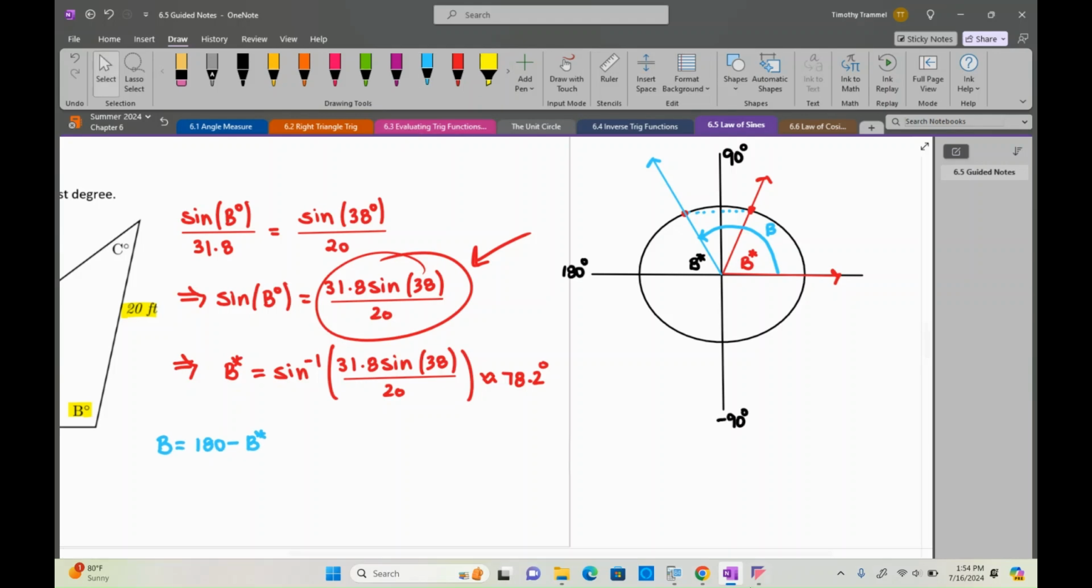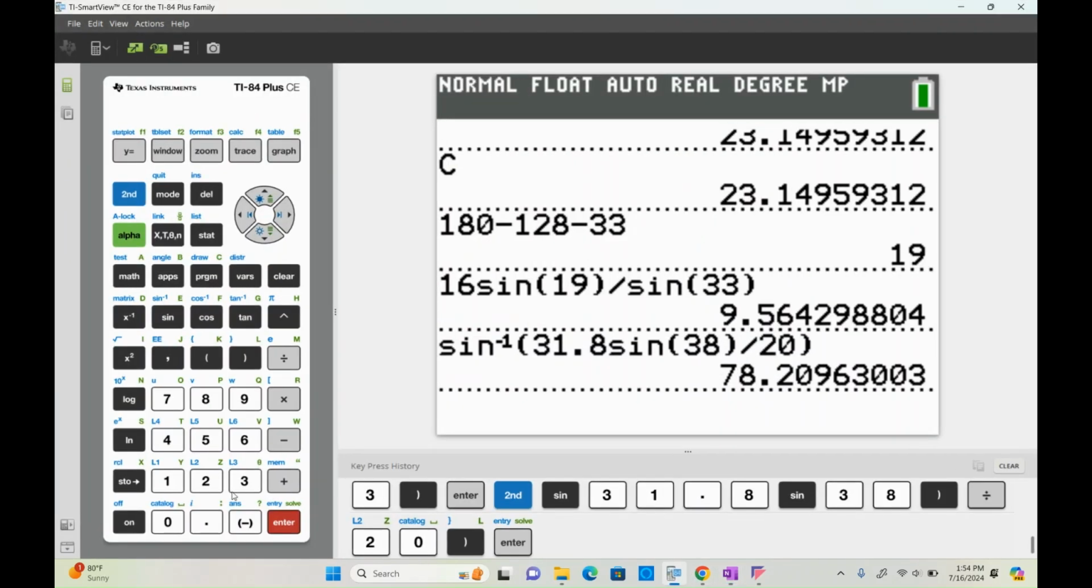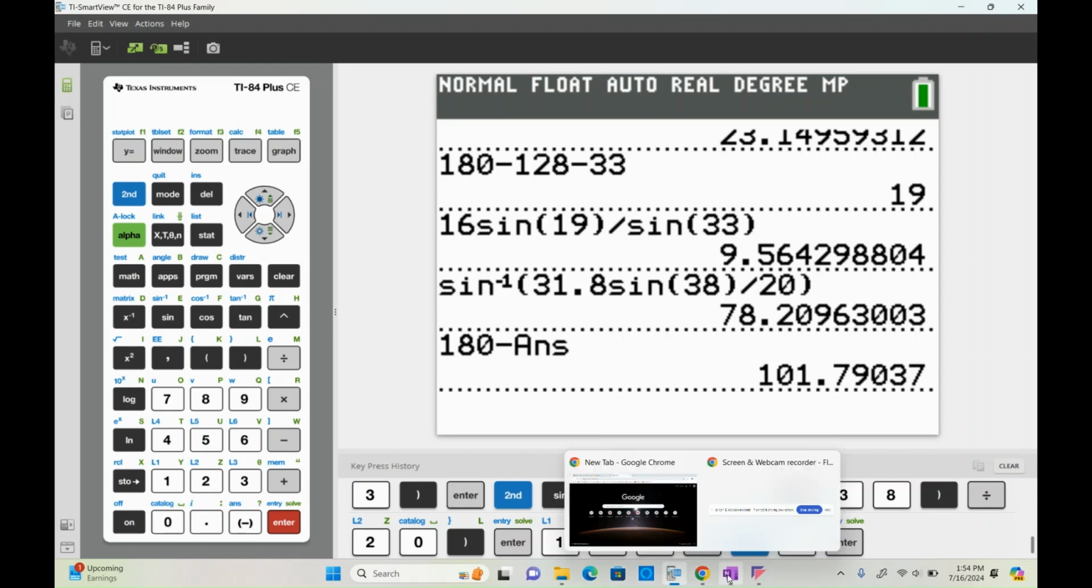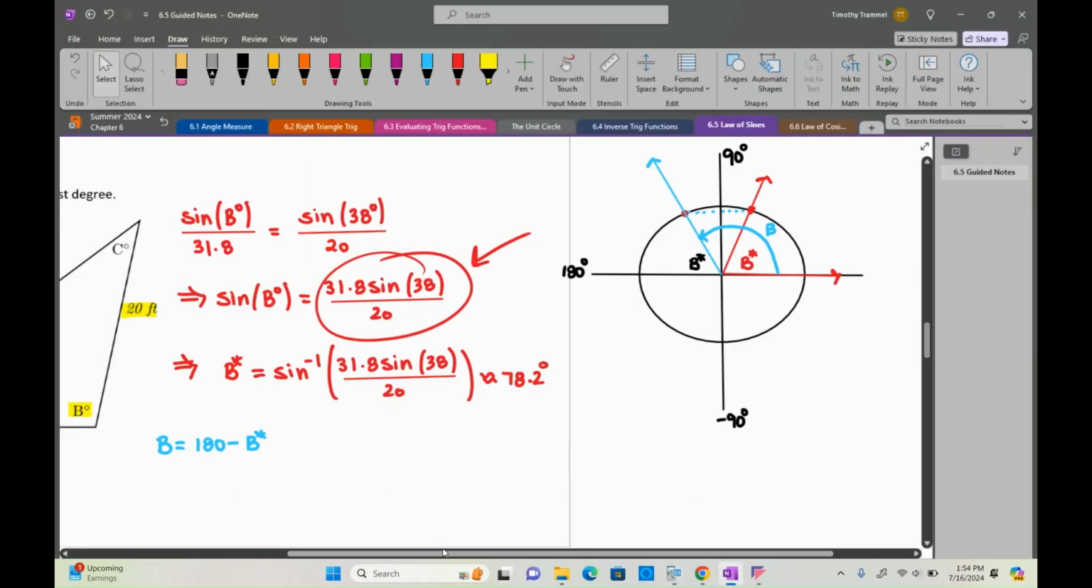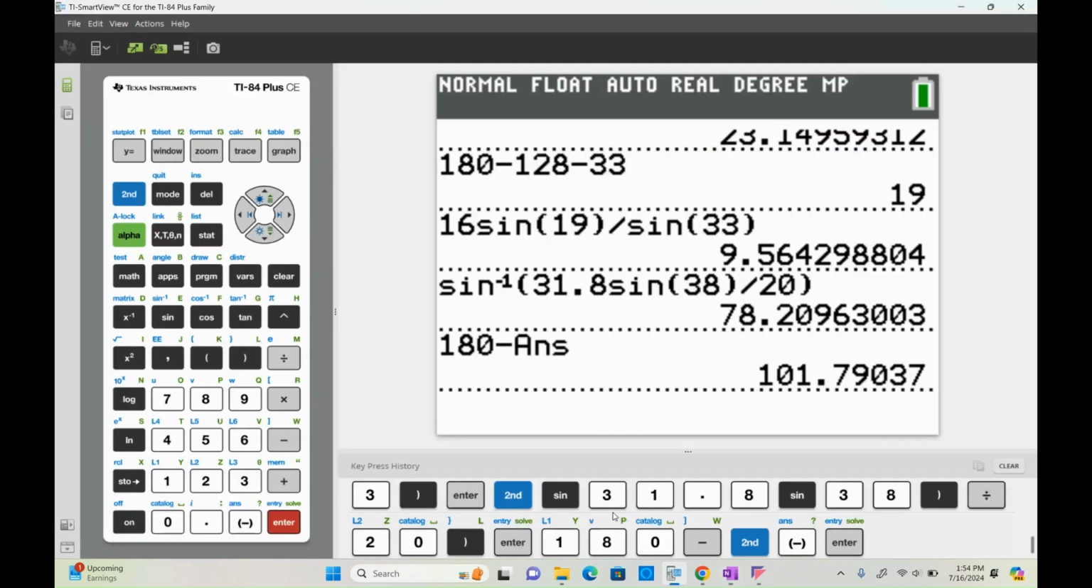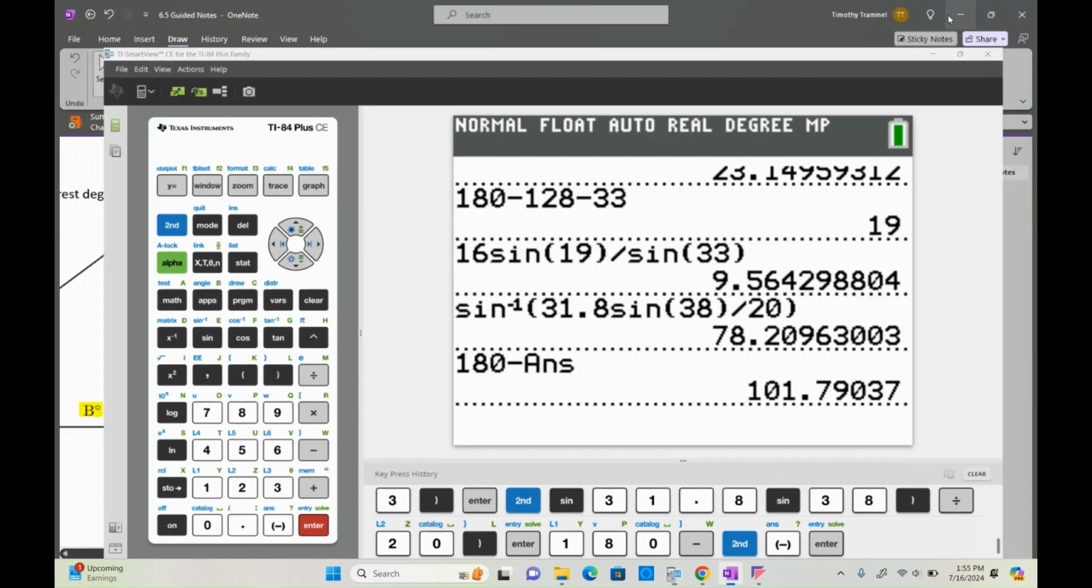So I'm going to go back to my calculator, and I'm just going to do 180 minus our previous answer. Now, let me see what this question says to round to, but this is the angle we are looking for. I think it says to the nearest degree. So if we round this to the nearest degree, this will round up to 102 degrees. So let's go record that.